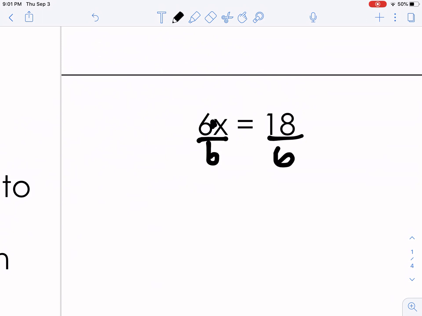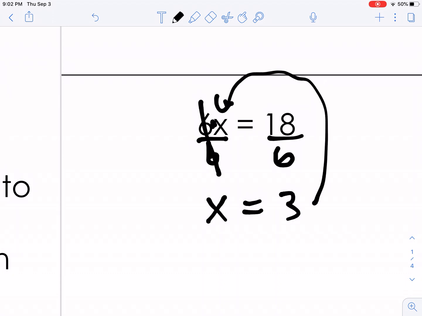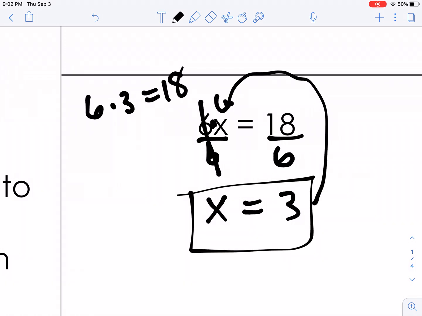Well, what happens when I do the inverse? Well, the inverse cancels this guy out, and I'm left with x equals 18 divided by 6 is 3. Okay, so let's double check to make sure this is right. If I plug this back into the original equation, which was 6x, now it's 6 times 3. Is 6 times 3 equal to 18? Yes. So this would be my answer.